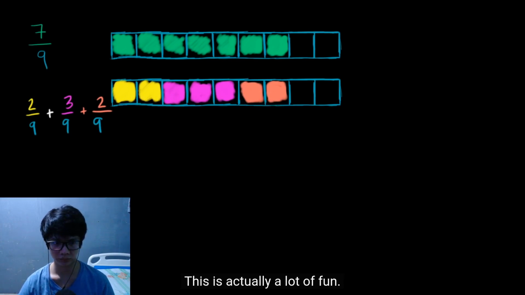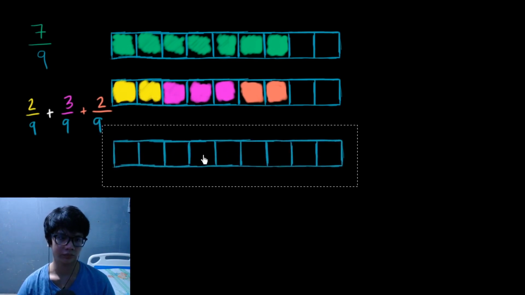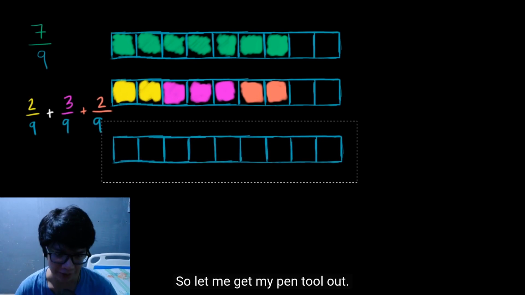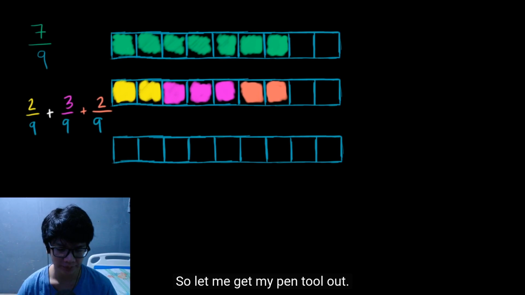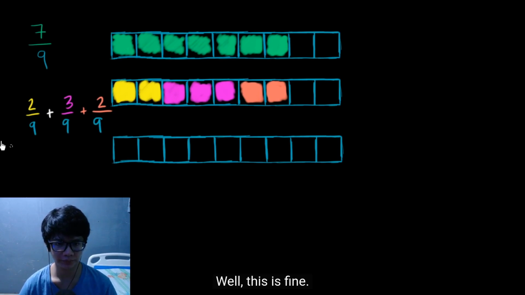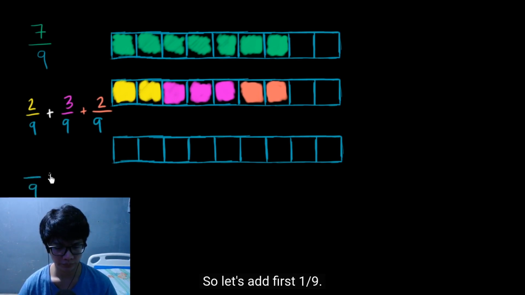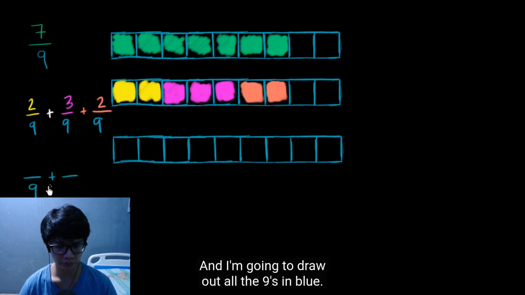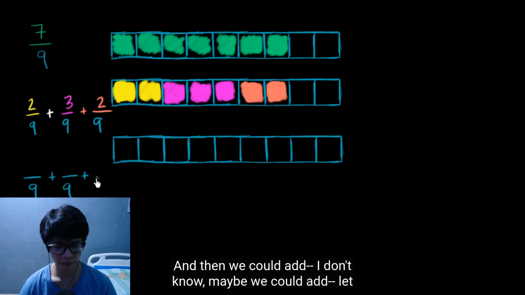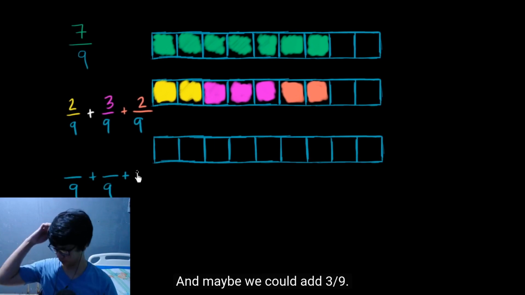Let's do this one more time. This is actually a lot of fun. So let me draw my grid again. Let's see what we can do. Pen tool out. And make sure my ink isn't too thick. Well, this is fine. And let's add a couple of 9ths here. So let's add first 1/9, and I'm going to write all the 9s in blue. And let's add 2 9ths, and then maybe we could add 3 9ths.